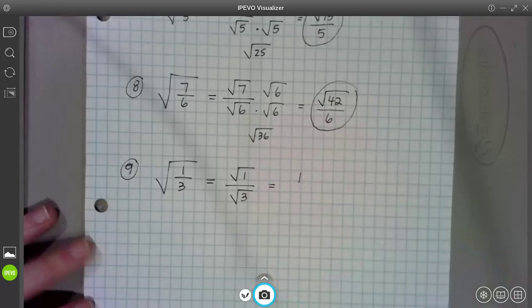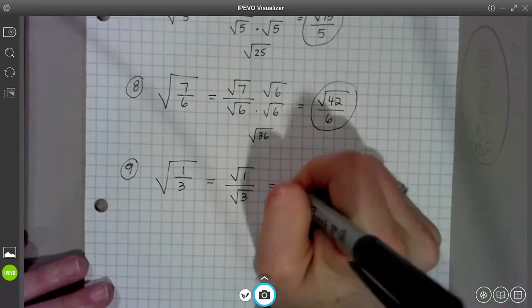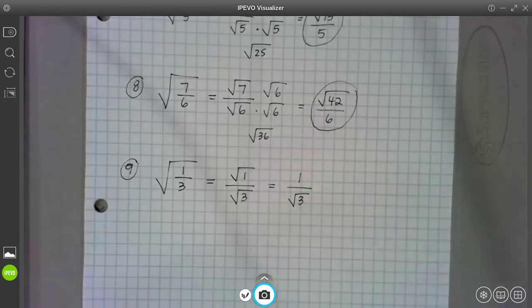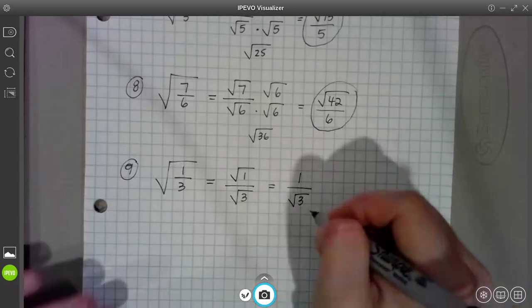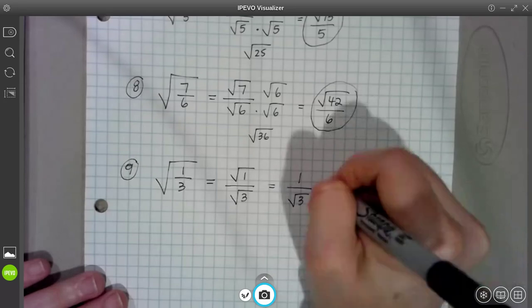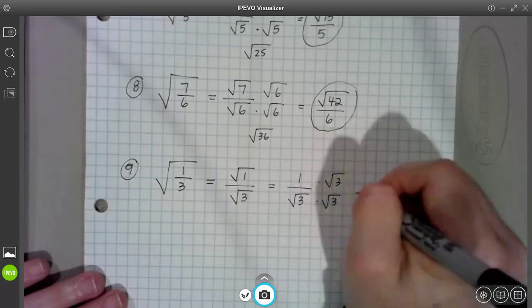What number did I square to get 1? It's 1. And then over the square root of 3, I can't simplify him. I can't take the square root of him. So that's your answer. We just have to fix it. We don't leave radicals in our denominator. We don't divide by an irrational number. All right, so to do that, let's times by himself, top and bottom, by square root of 3 times the square root of 3 equals.